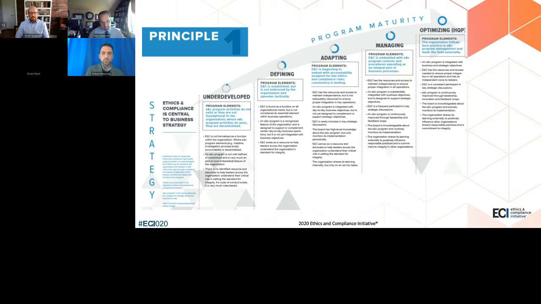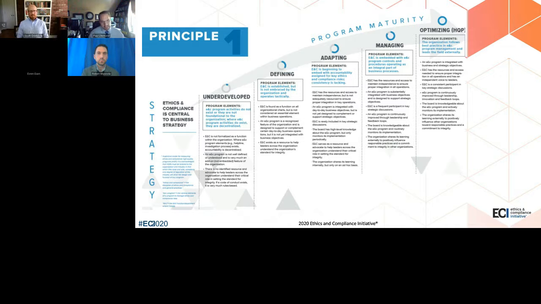A defining level of maturity within principle 1 under strategy might be something that is more established within the organization, but it's not really embraced throughout all of the organization. Here I would reference examples where you might have a business unit that has ethics and compliance embedded within their strategic goals and objectives, but other business units may not be as advanced.